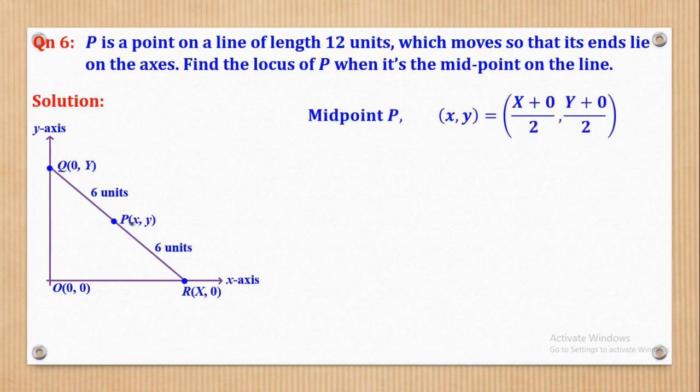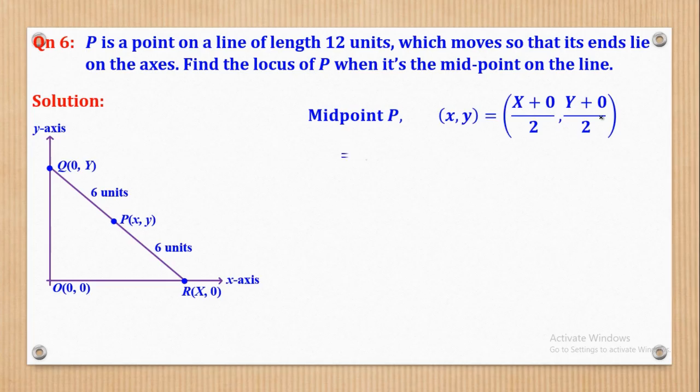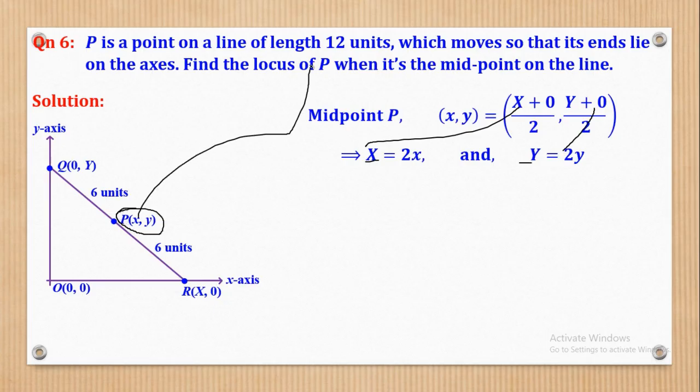Therefore, for the midpoint, the x coordinate is got by getting the average of these two x coordinates, and the y coordinate is got by getting the average of these two y coordinates. So when I make capital X the subject, capital X will be equal to 2x. Then when I make capital Y the subject, capital Y will be equal to 2y. Now, why am I making capital letters the subject? It's because of this value. If you look at this locus which they want, the x and y values are in lower case. Therefore, you have to eliminate the upper case. That is why I make them the subject, so that at the end I'll be able to eliminate them.